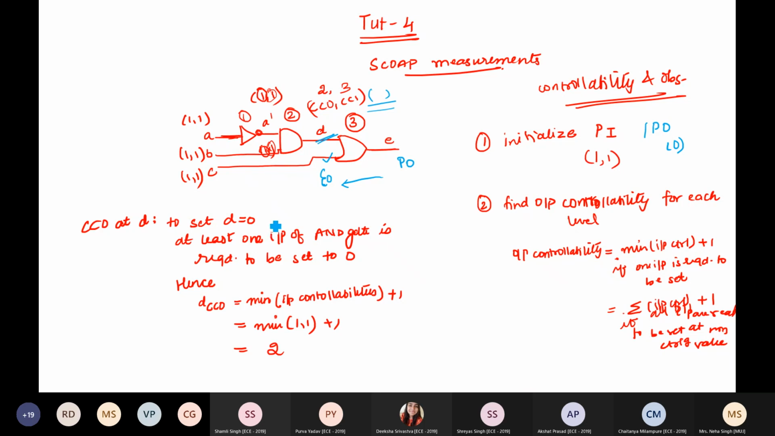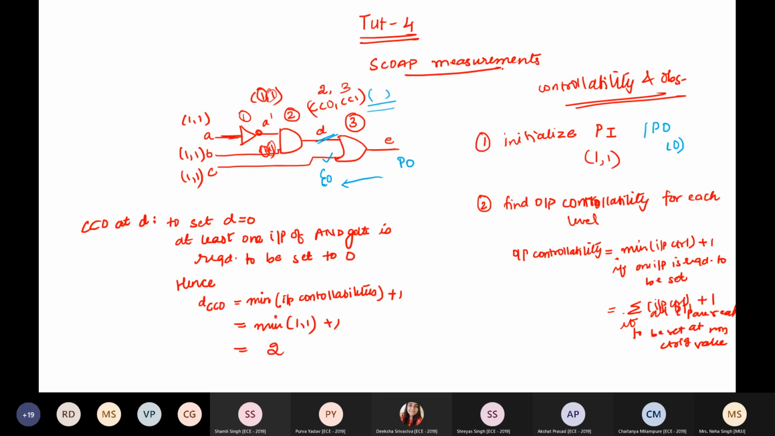I'll put up the sheet for sequential circuits. I somehow missed it here. You are given 4 circuits here and you are required to calculate the controllability and observability for each. Here you have the sequential circuit also given, one sequential circuit.